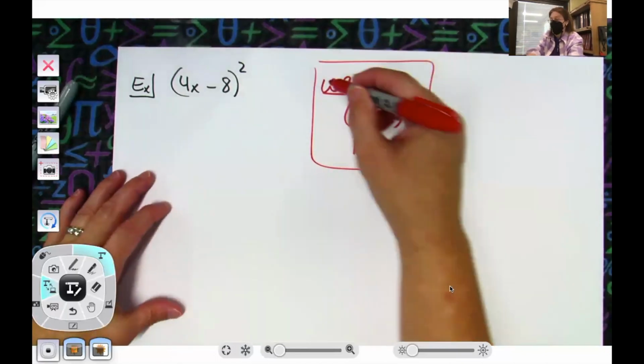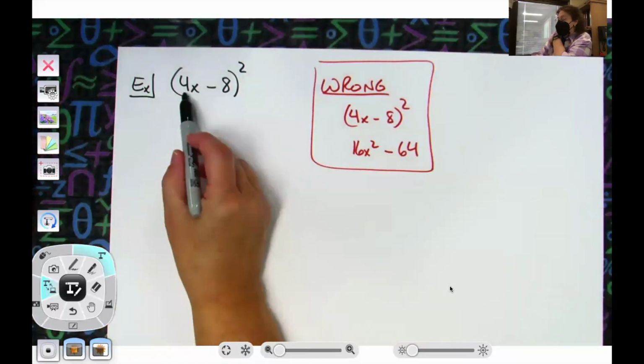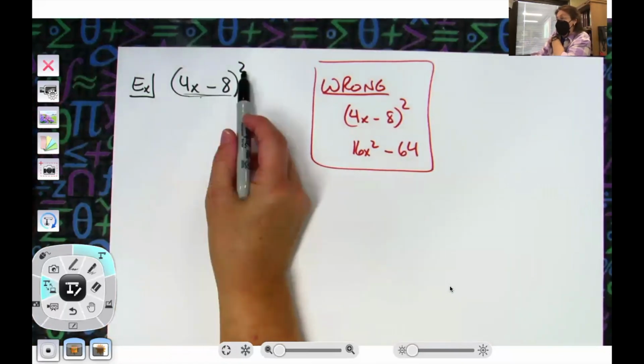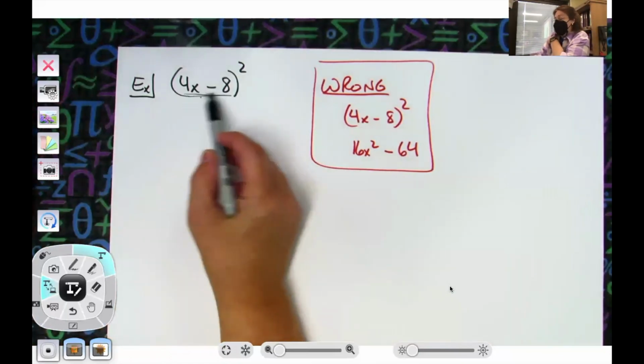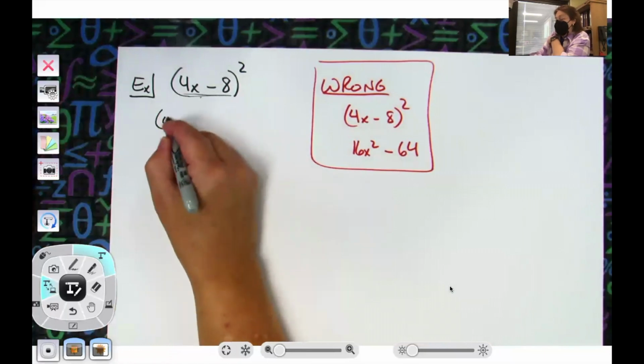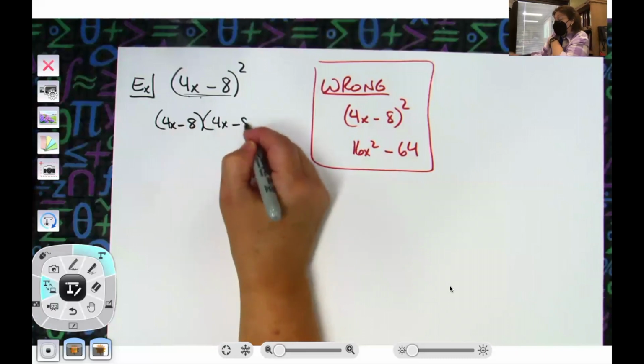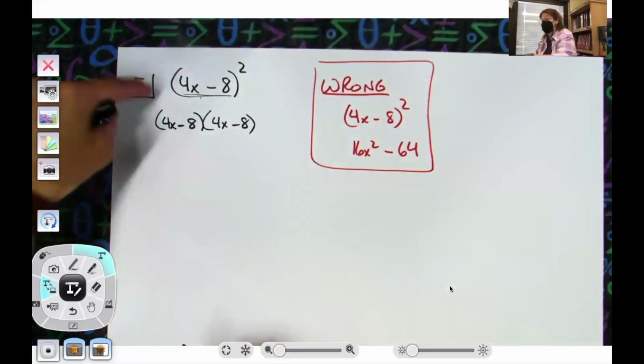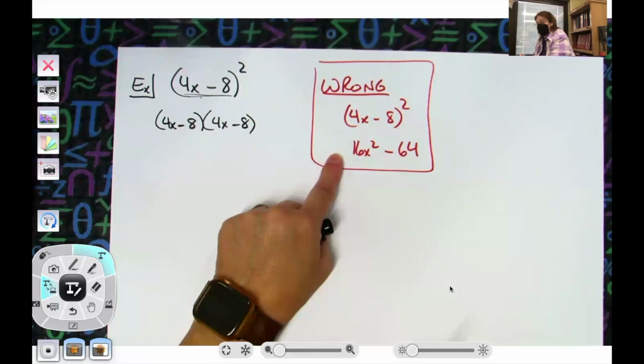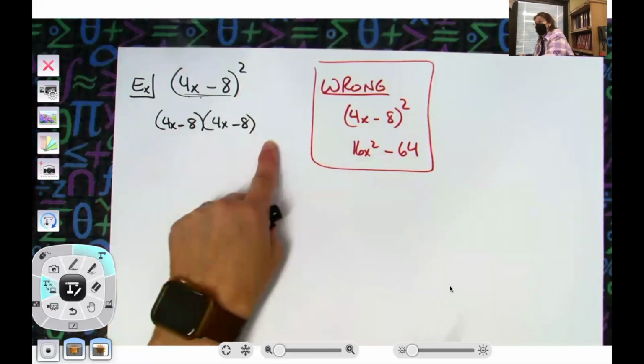So don't do that. Instead, this is my base, and it's being squared. So every time you see a binomial being squared, you need to take 4x minus 8 and write it down a second time. If it was to the third power, you would write it down 3 times. If it was to the fourth power, you would write it down 4 times.